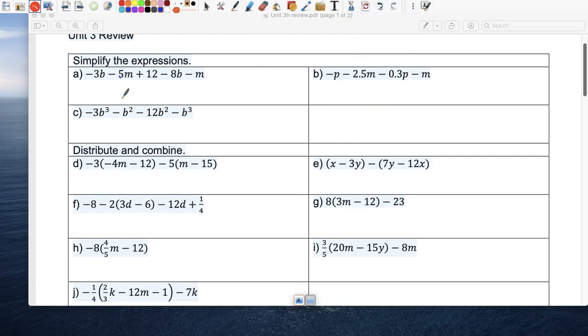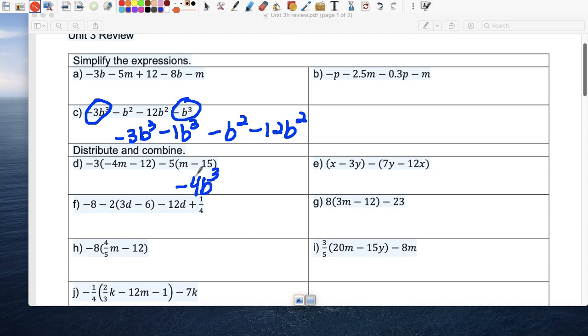C, b to the third power, yeah, there is these two. Right, so 3b cubed minus 1b cubed. Now put a 1 there, although you don't have to. That gives you negative 4b cubed. Remember, we're adding, right? So we're not doing anything with the exponents. And then minus, and then again, there's an invisible 1, negative 1, negative 12, negative 13, b squared.